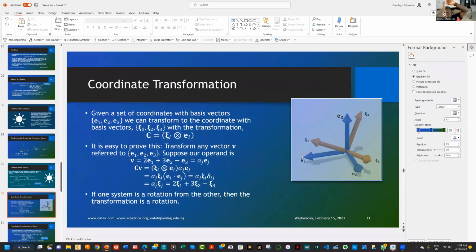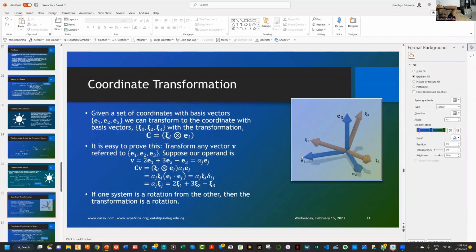The coordinate transformation. Given a set of coordinates, you can see the diagram there. Given a set of coordinates with basis vectors E1, E2, and E3, we can transform to the coordinate with basis vectors Xi1, Xi2, and Xi3 with the transformation, which is the dyad Xi circle times EI. We can prove this very easily.